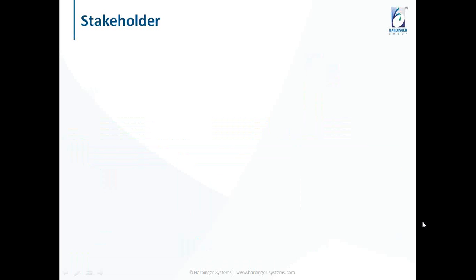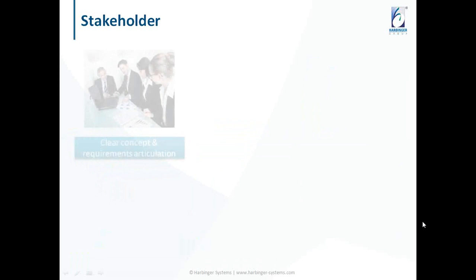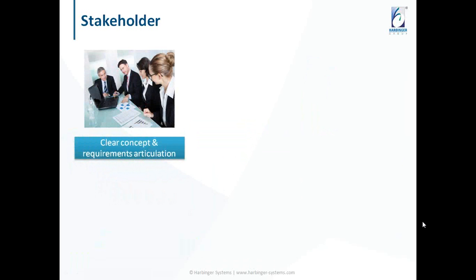The next role we will see is the stakeholder. So the stakeholder has the concept. He is the owner of the concept. So the clear definition of the concept and requirement articulation helps every member of the team to have the exact understanding of the way the stakeholder is visualizing the concept. So clear concept and requirement articulation, if done in the proper way, helps in the user experience.